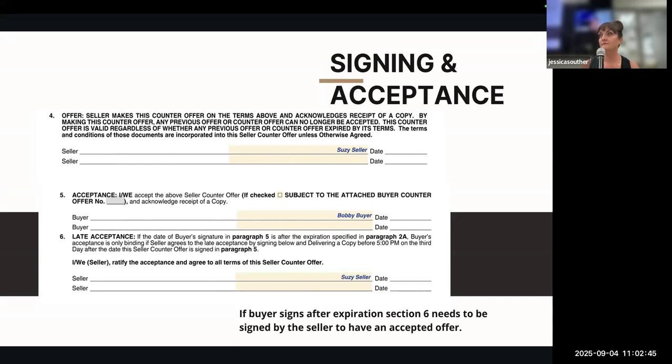I'm sorry, I was outside. Is that a counteroffer or is that the RPA? This up on the screen is the counter offer. The buyer counter offer has this exact same thing as well. So if you get a buyer counter offer and the seller takes too long, then the buyer will again have to accept it after expiration.